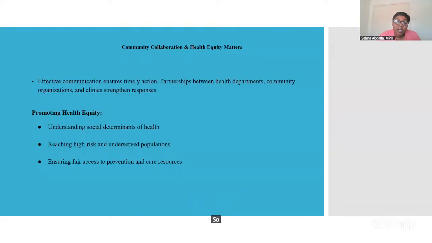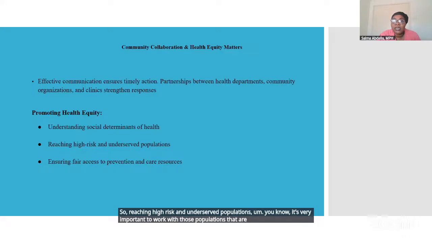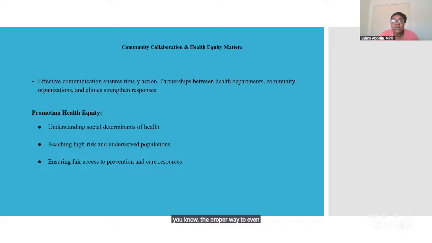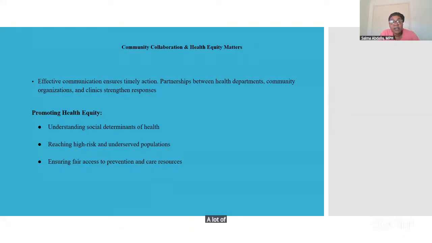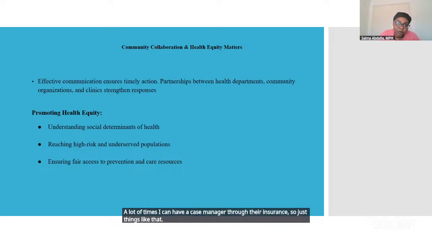Reaching high-risk and underserved populations is very important. These are people who don't know what's out there, don't have enough money to buy food, and don't have a proper way to get to resources. They may not even have a car to go to the food pantry. So connecting them to those resources through case management, which they can often get through their insurance, is how we bridge the gap.